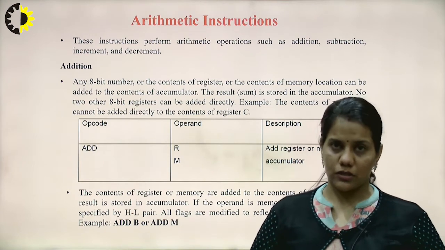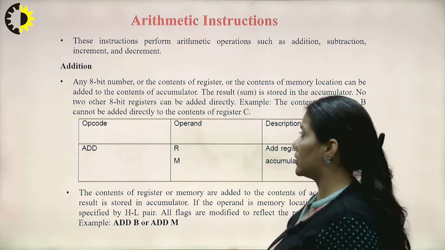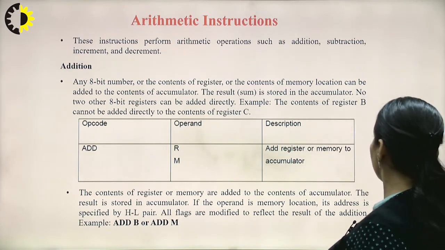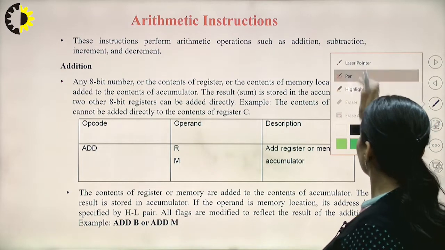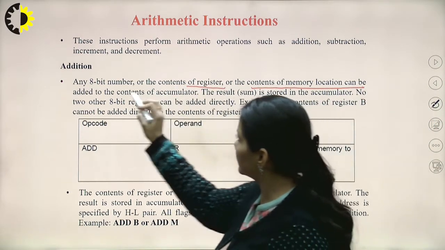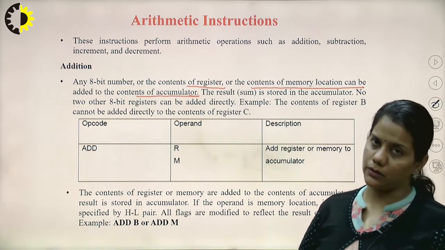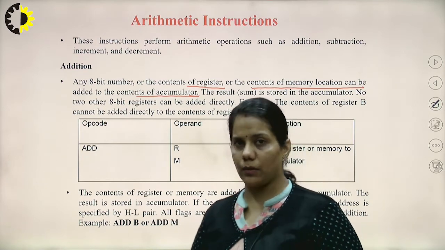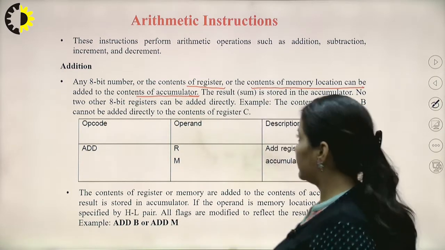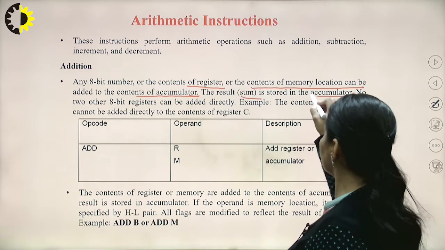So, under the addition category, any 8-bit number or the contents of a register or the contents of a memory location can be added to the contents of the accumulator. By default, one of the operands is always the accumulator. The other can be a memory location or any other register. The result, that is the sum, is stored in the accumulator.